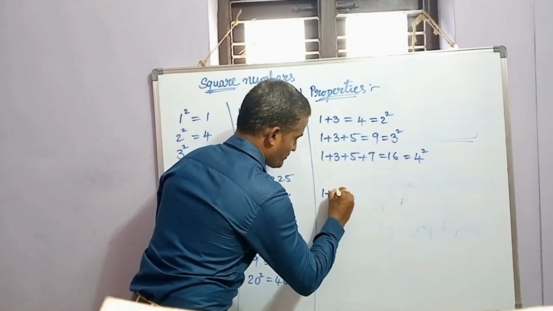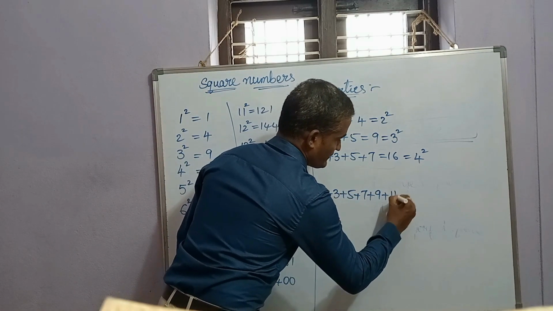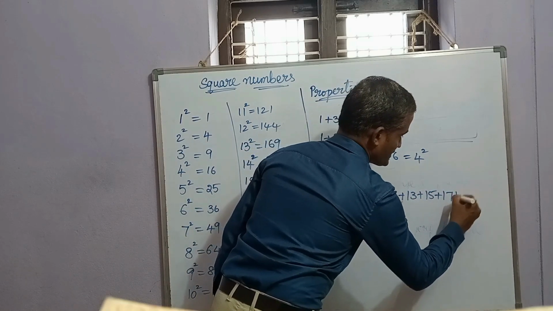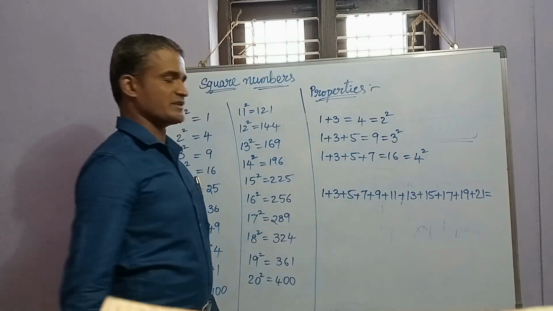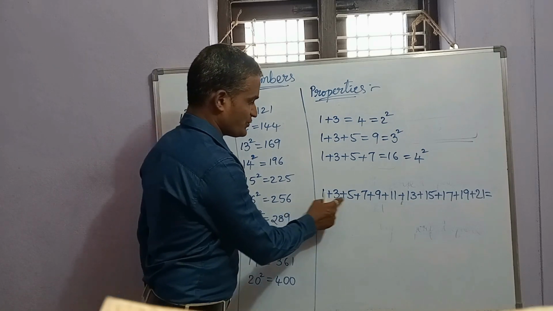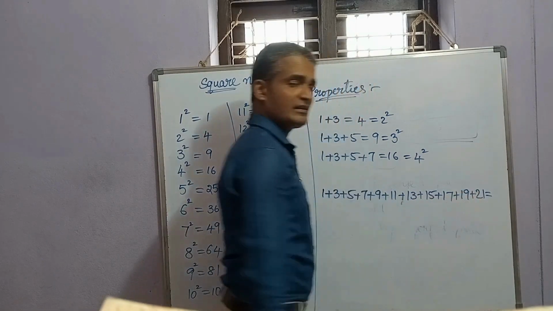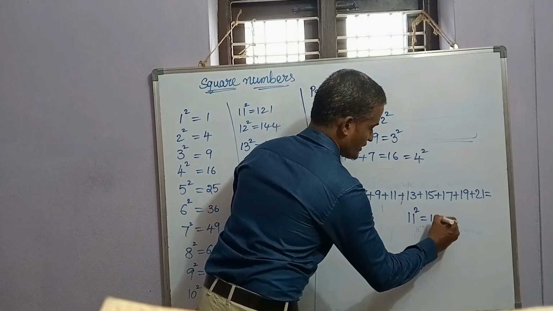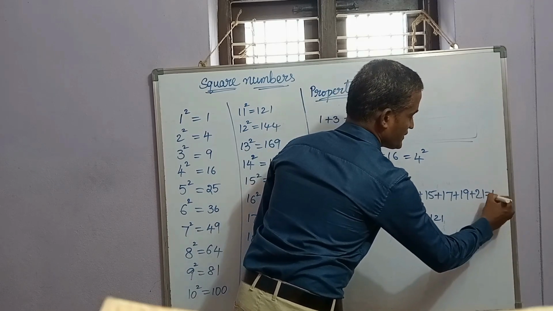Suppose 1 plus 3 plus 5 plus 7 plus 9 plus 11 plus 13 plus 15 plus 17 plus 19 plus 21. If I ask you what is the sum of these numbers, a very simple answer, you count the number of odd numbers. 1, 2, 3, 4, 5, 6, 7, 8, 9, 10, 11. 11 numbers are there, so your answer will be 11 square, that is equal to 121. So the answer is 121.